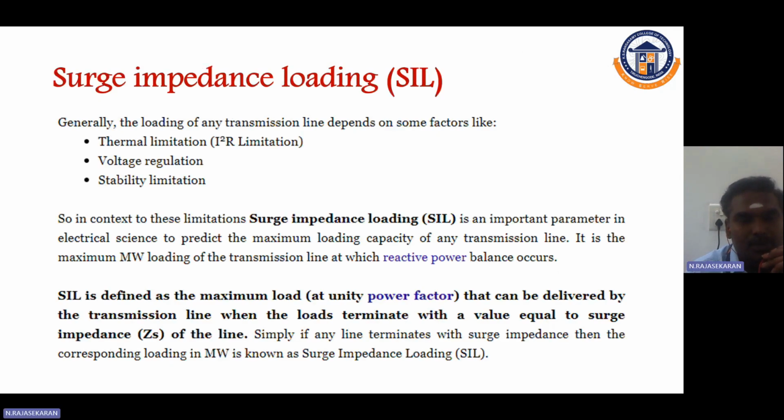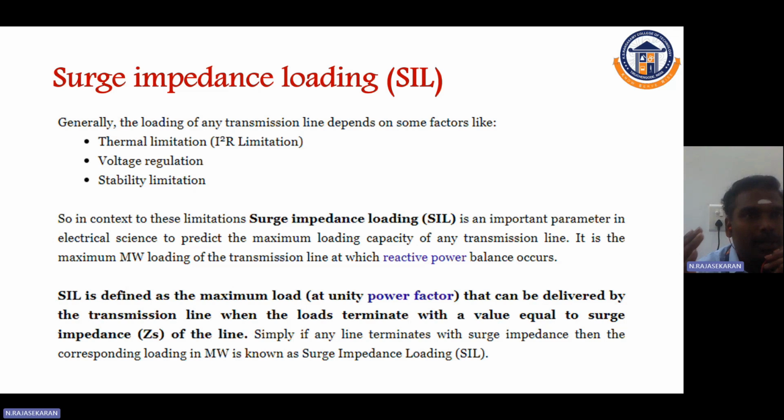Then surge impedance loading. Surge impedance loading depends on three factors: thermal limitation (I square R loss), voltage regulation, and stability limitation. In contrast to these limitations, surge impedance loading is an important parameter in electrical science to predict the maximum loading capacity of any transmission line. It is the maximum megawatt loading of the line at which the reactive balance occurs. So this is very important.